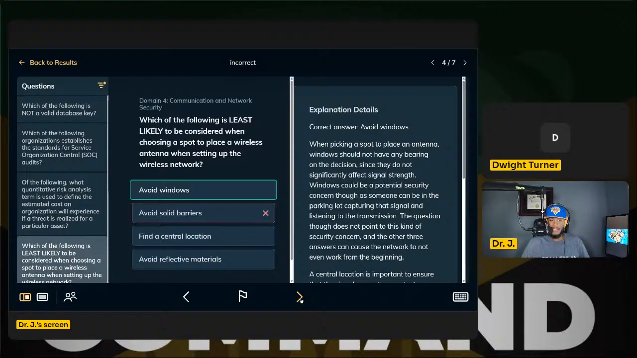I didn't like the way this question was, but this was avoid windows, because even the explanation I thought was kind of weird. I feel like they're asking two different things with the question and then the explanation they gave.